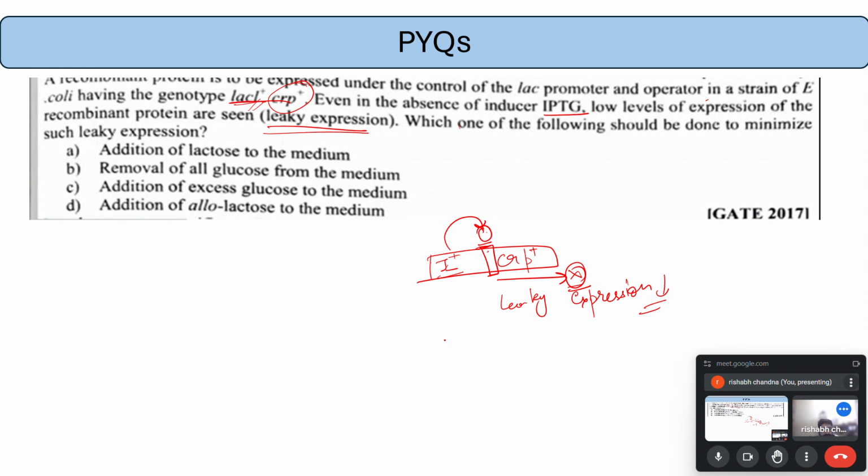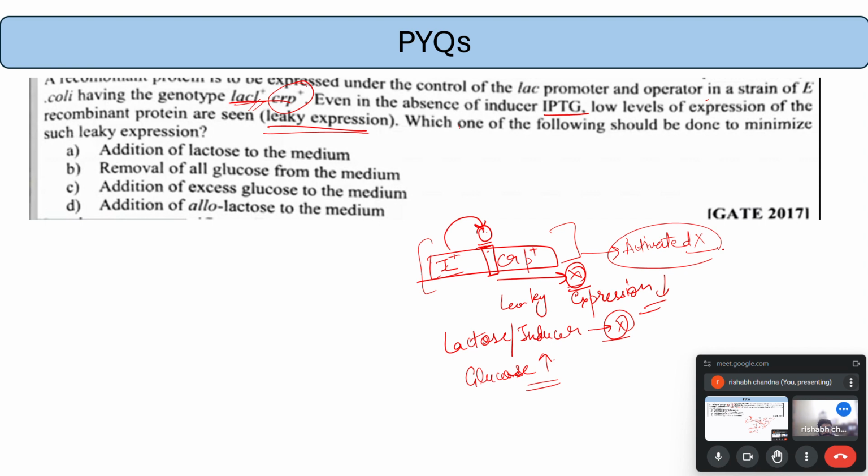In that case, lactose or any inducer must not be present, first thing. And how can we minimize it? We can increase the concentration of glucose. Because of catabolite repression, it will not allow the lac operon system to be activated. So when the glucose concentration is high, that would decrease the expression of the recombinant protein.